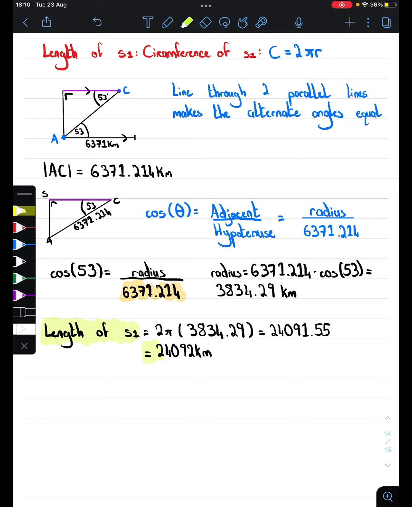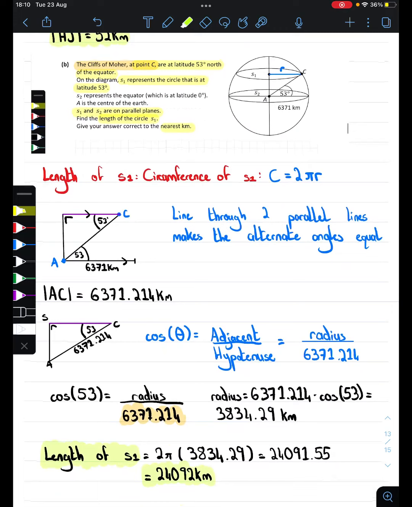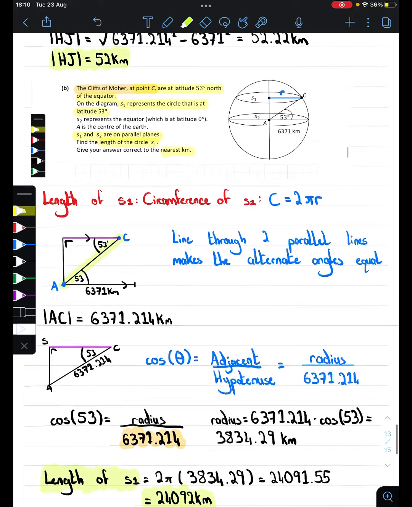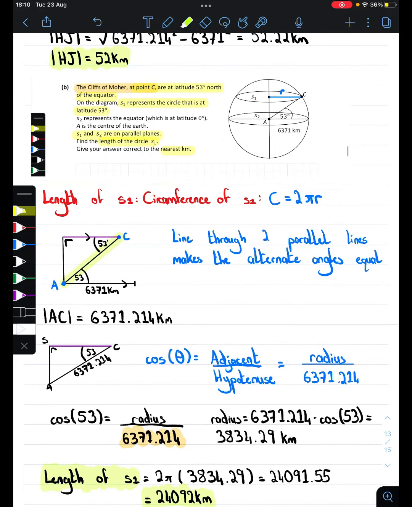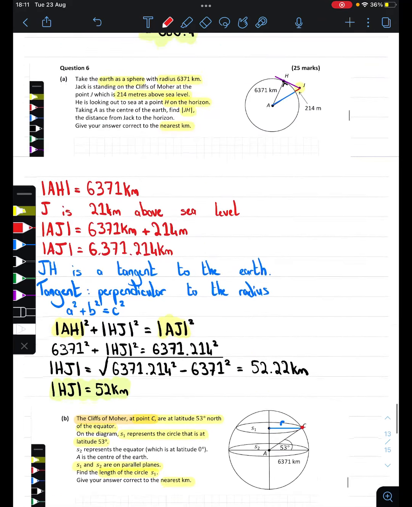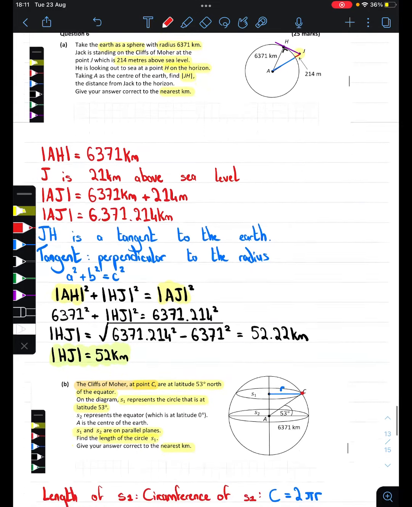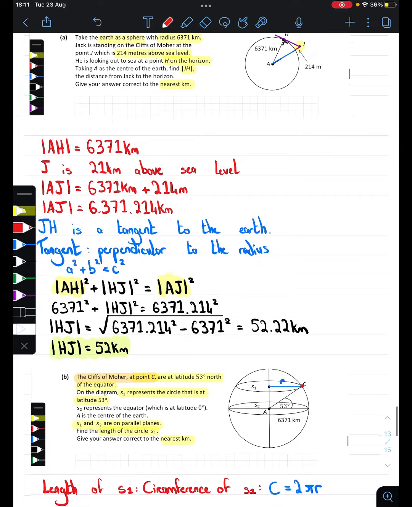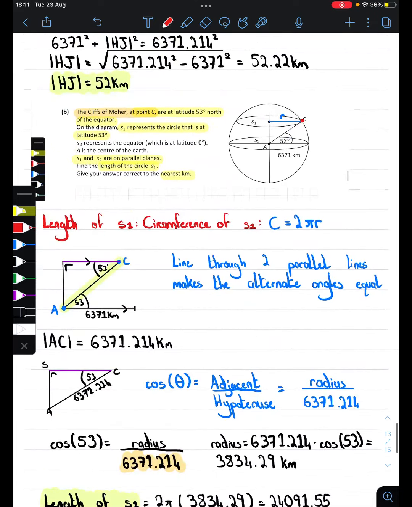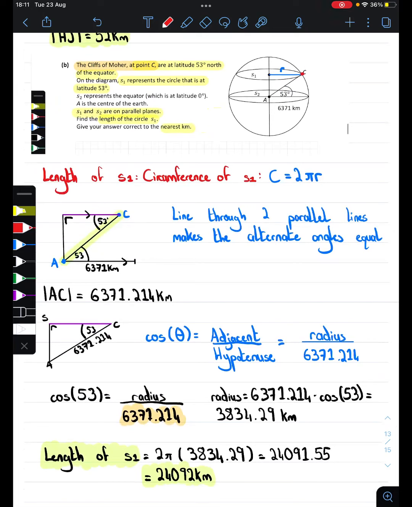I would be interested to see, did the solutions take this length to be 6,371.214, or did they take it to be equal to the radius? Because it very much looks as if C is on the circle, which it technically shouldn't be, since in the last question they've told us that the cliffs of Moher are 214 meters above sea level. So I would be interested to see, do they take AC as 6,371 or 6,371.214?